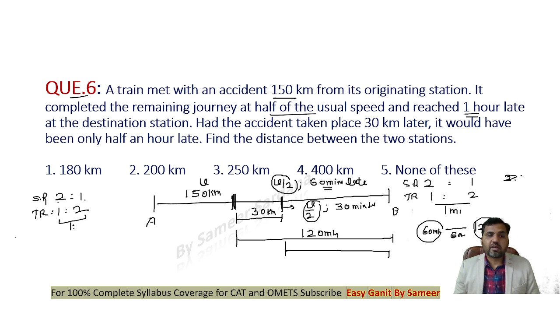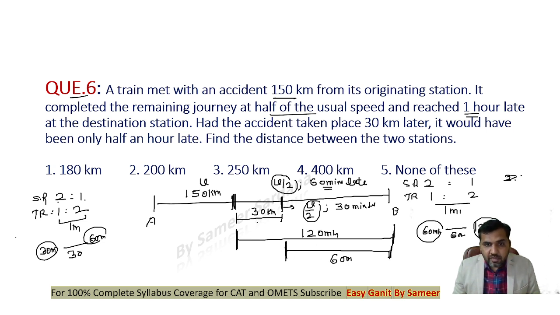So time will go from 1 to 2. Time here is 1 minute difference. I want this difference to be 30 minutes. That means earlier if I'm taking 30 minutes, now I'll be taking 60 minutes. So the time from this point, the second position of the accident, to the destination will be 60 minutes. Now time from this point to this point is 120 minutes. From this point to this point is 60 minutes.